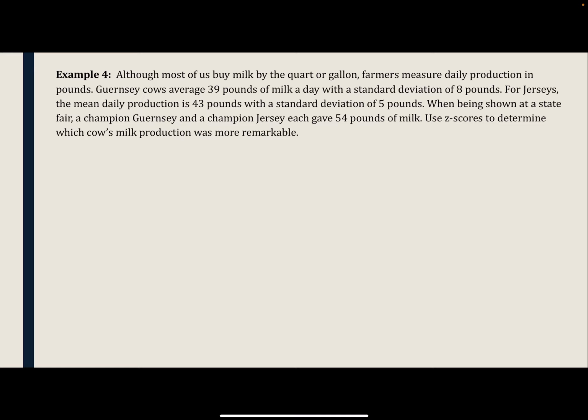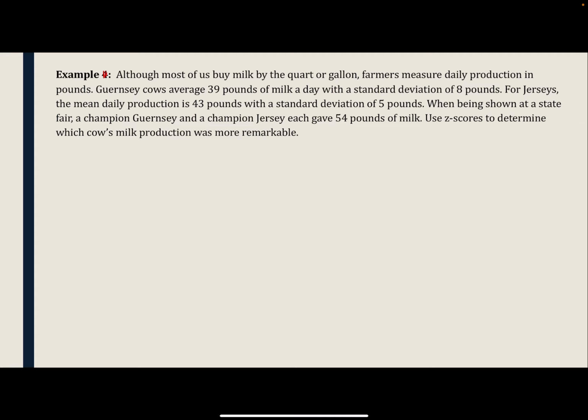Say we have this problem. Although most of us buy milk by the quart or gallon, farmers measure daily production in pounds. Guernsey cows average 39 pounds of milk a day with a standard deviation of 8 pounds. For Jerseys, the mean daily production is 43 pounds with a standard deviation of 5 pounds. When being shown at a state fair, a champion Guernsey and a champion Jersey each gave 54 pounds of milk. Use z-scores to determine which cow's milk production was more remarkable.